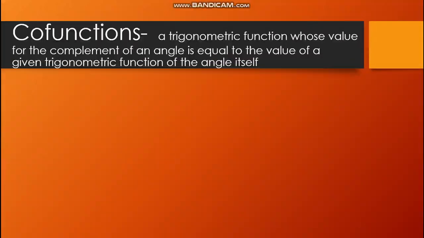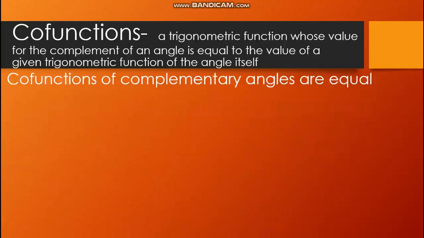Now we have cofunctions. Ano ba yung cofunctions? It is a trigonometric function whose value for the complement of an angle is equal to the value of a given trigonometric function of the angle itself. So ibig sabihin, pag kinuha natin yung trigonometric functions of a given angle, yung trigonometric functions of the complement ng angle na given is equal.